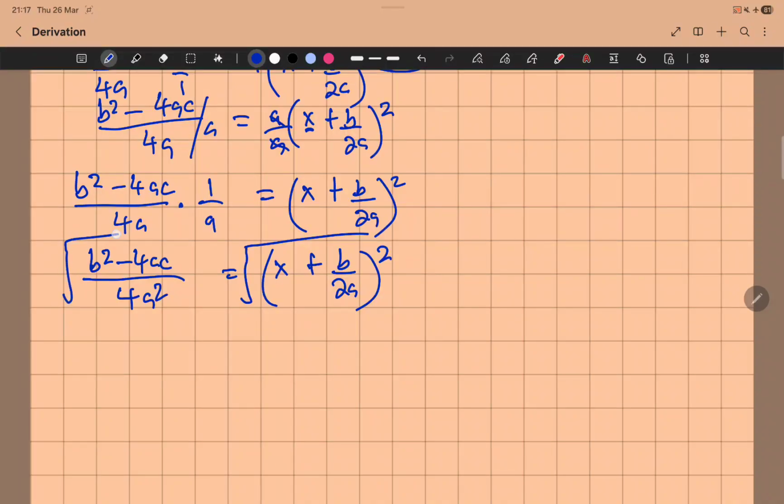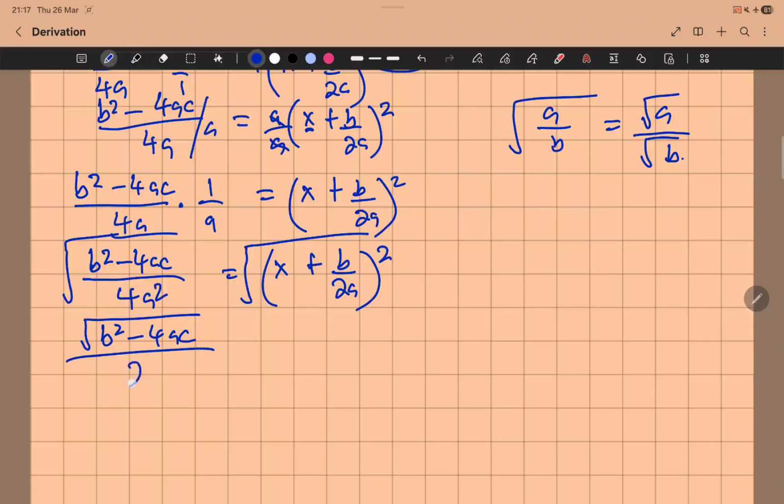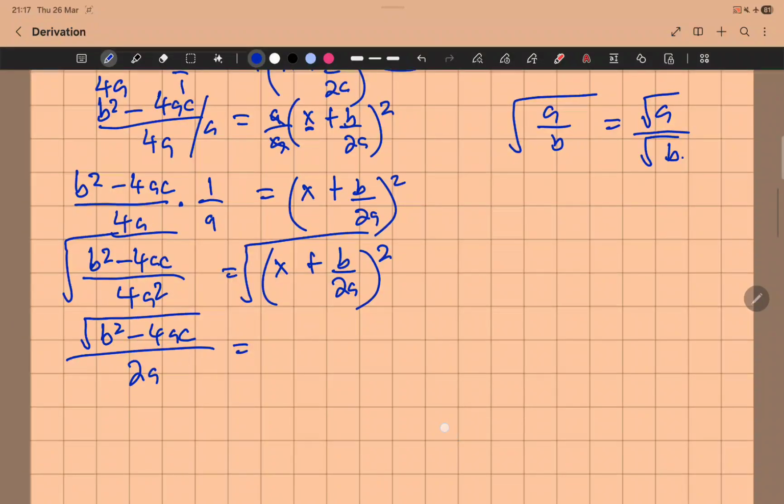Then we put our square root signs. On this side, we know the square root of a over b is the square root of a over the square root of b. So the square root of b squared minus 4ac over 2a is equal to, and this becomes plus or minus. You understand how that works? Yes.